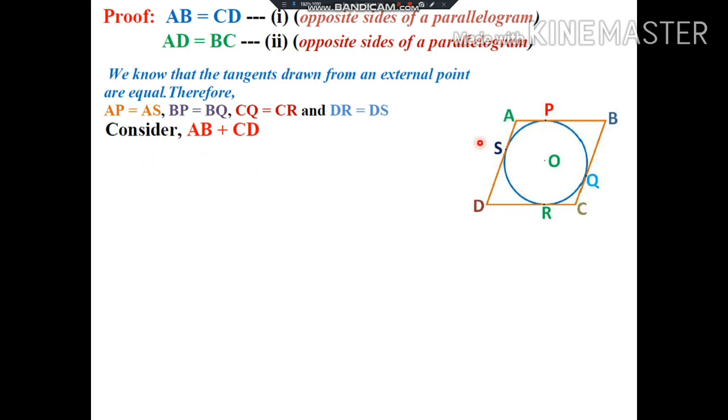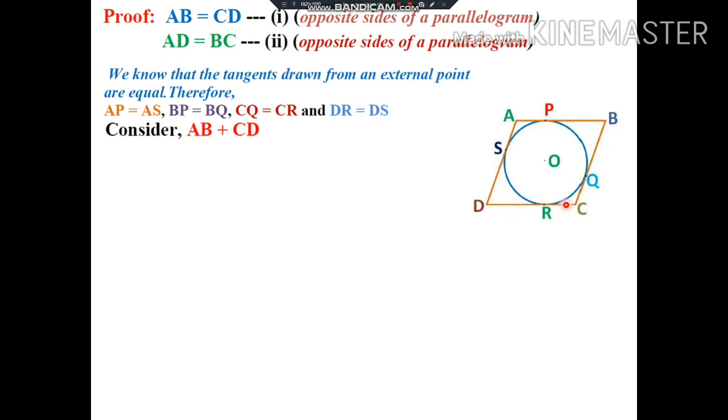So consider AB plus CD. Dear children, let us consider these two sides, AB plus CD. AB is the sum of two parts, AP plus BP.